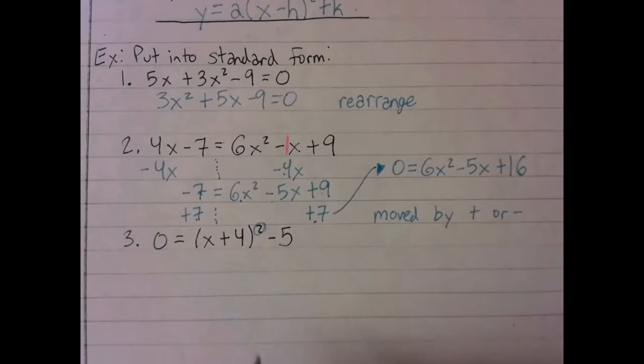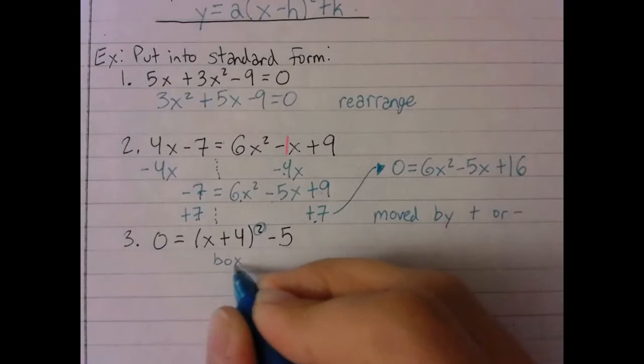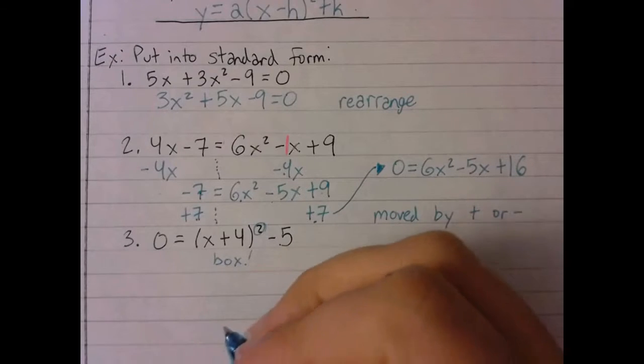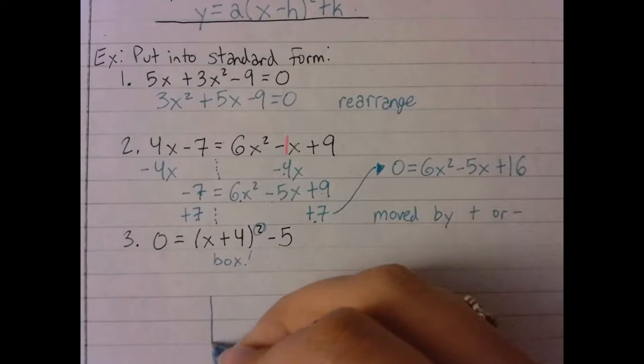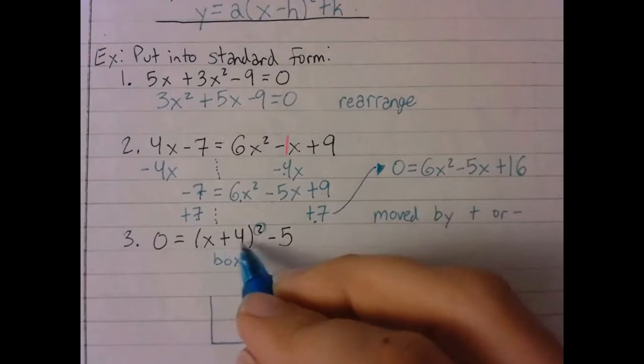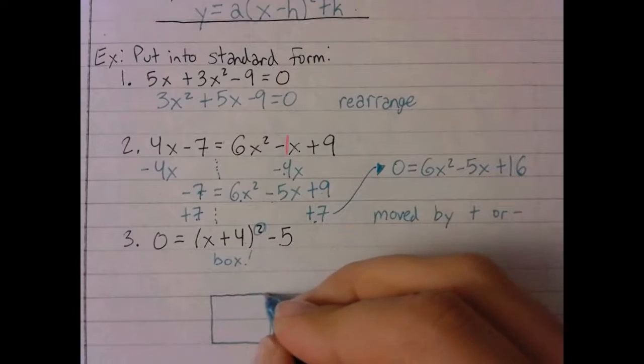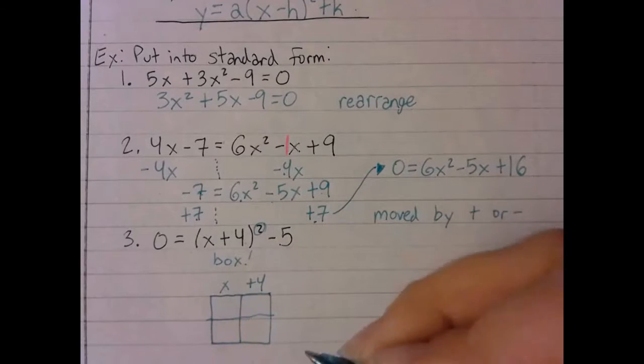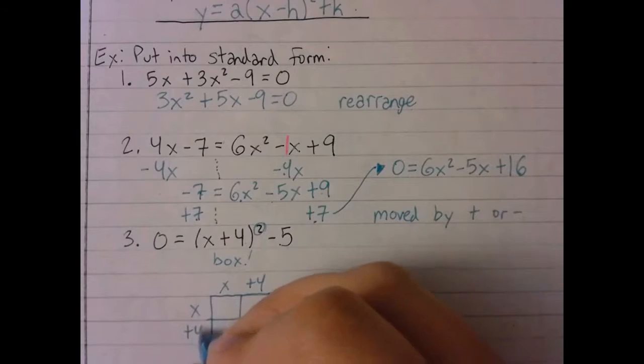So we're going to make our box. Yay! We love that box. We got really good with that in Unit 2 or Unit 6. All right, so let's make a box so we can figure out what x plus 4 quantity squared is. So here's my box. We've got x plus 4 times x plus 4.